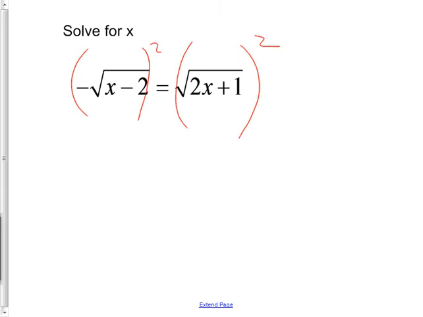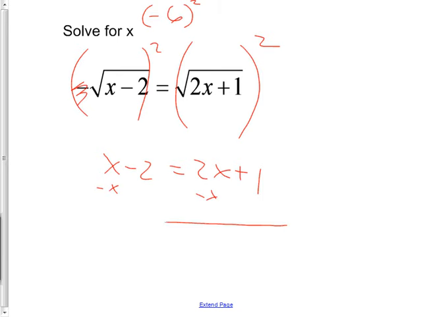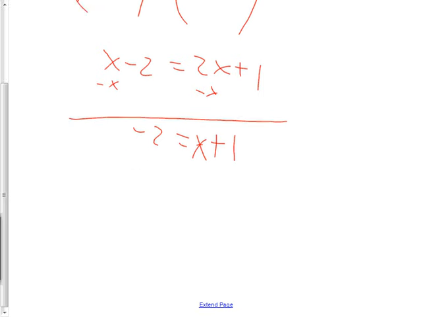Now when you square, last time some of you thought that the negative would still be there. It is not. If I have -6 and I square it, it'll be positive 36. The negative here will be gone. So I end up with x minus 2 equals 2x plus 1. So I'm going to subtract x. -2 equals x plus 1. Then I'm going to subtract 1. Negative 3 equals x.